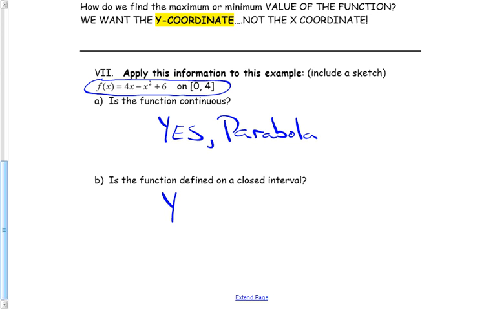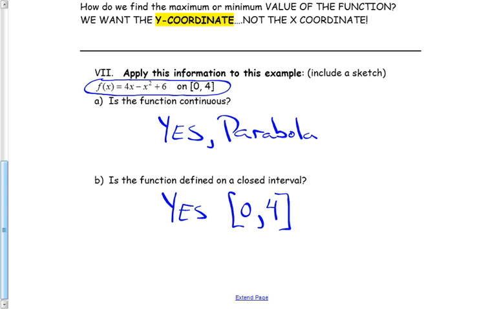Yes, it is. What is the closed interval? It starts at x equals 0, and it goes to x equals 4. And I've got square brackets around them. That's the implication of a closed interval. If one of those was a parenthesis, would it be a closed interval? No. Only because these two things are satisfied, we are now guaranteed what?